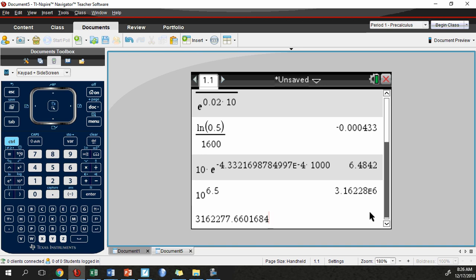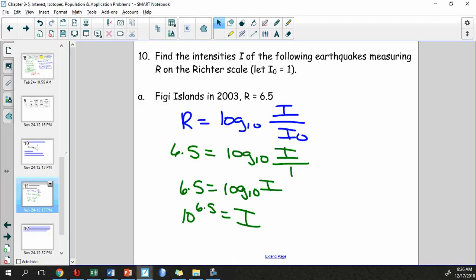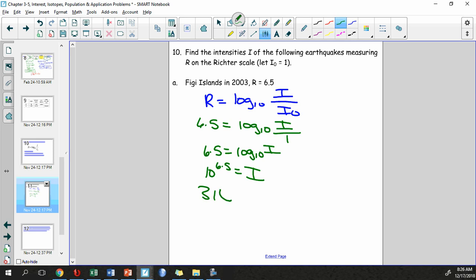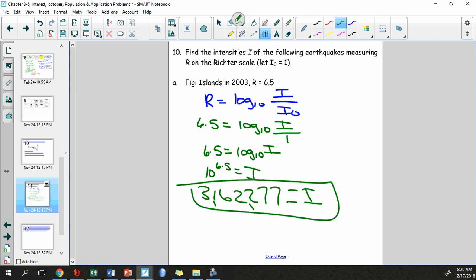3,162,277. That is equal to the intensity. Do we all understand that? Okay, and that's how you're going to do problems 15 and 16.